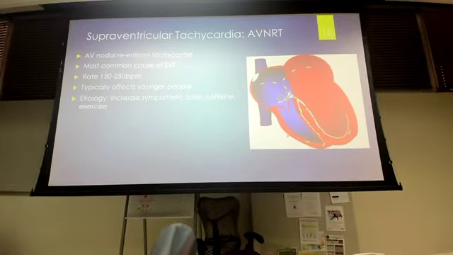But what does SVT look like? Well, SVT, again, we have 2 forms of SVT. And really, we just call them SVT. We don't usually call them specifically AVNRT or AVRT. We just call it SVT. AVNRT is a problem at the AV node. This is going to be the most common form of SVT, and it's usually seen in younger people. So children, adolescents, young adults is typically when this is seen. Certainly can be seen in older folks as well, but I'm just telling you most commonly in younger folks.